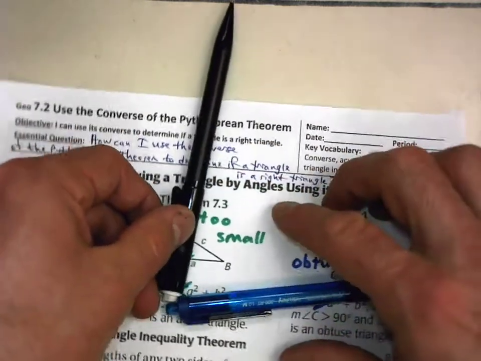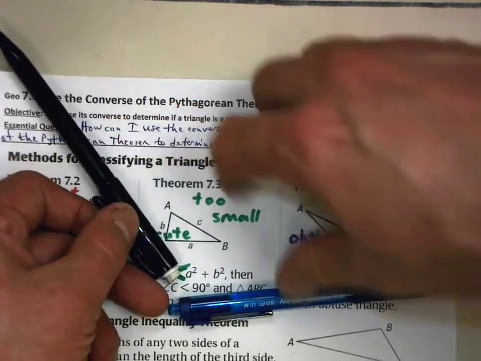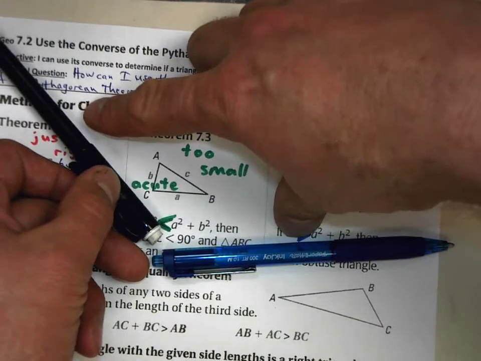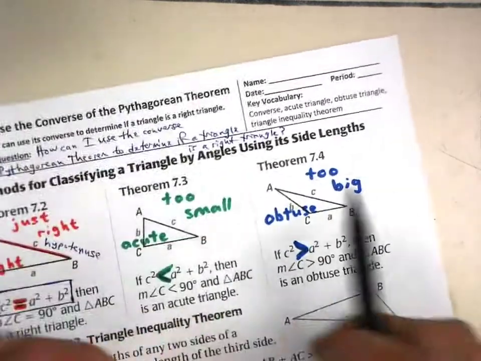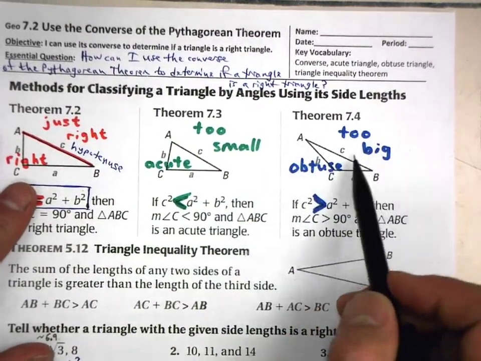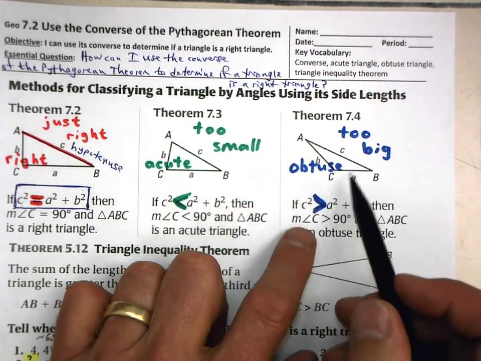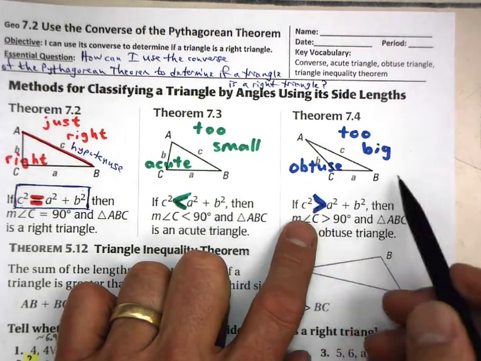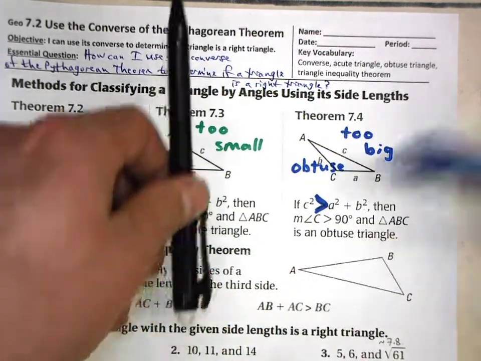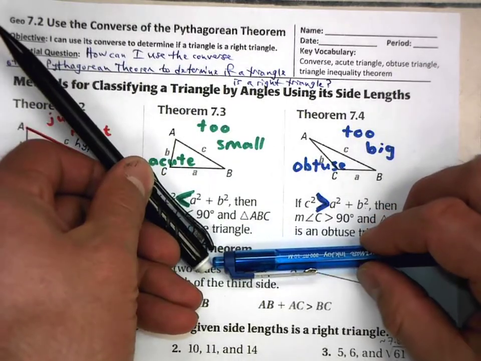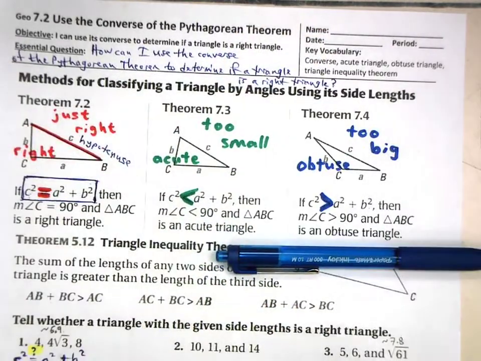Or if the longest side is too big, it opens this thing up and it goes beyond what it should be, then it's not a right angle, it becomes an obtuse angle. And that's what we're saying here, that this longest side is too big, so therefore c squared is greater than a squared plus b squared, and therefore this is an obtuse angle. Again, you're pushing that angle open beyond 90 degrees because this longest side is too long, too big.